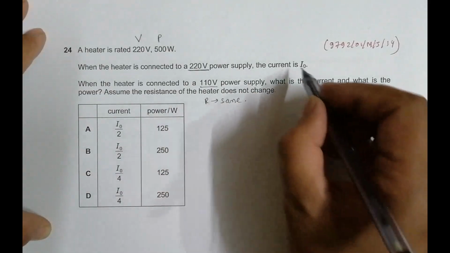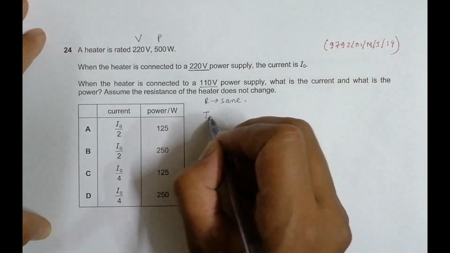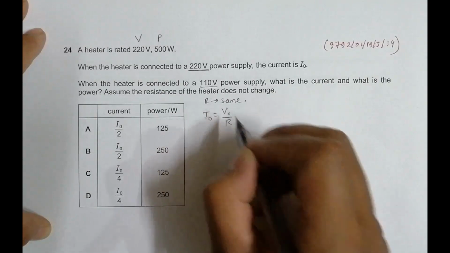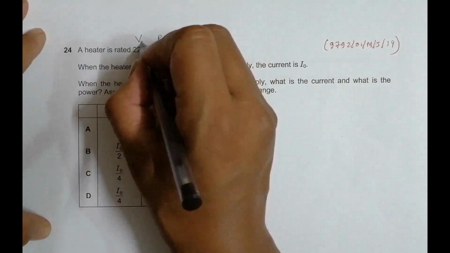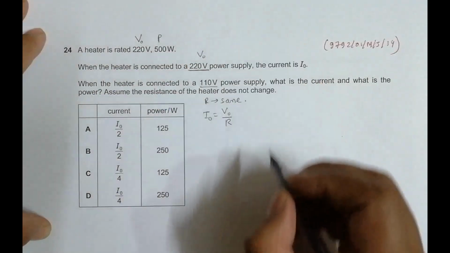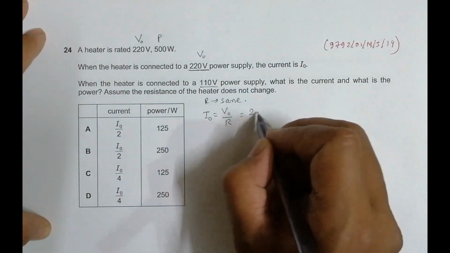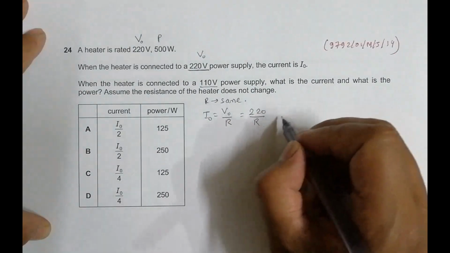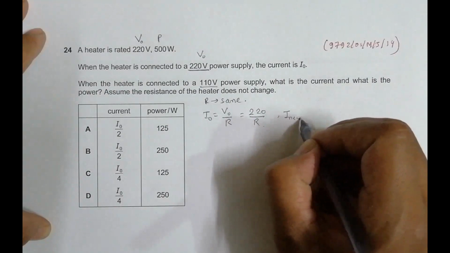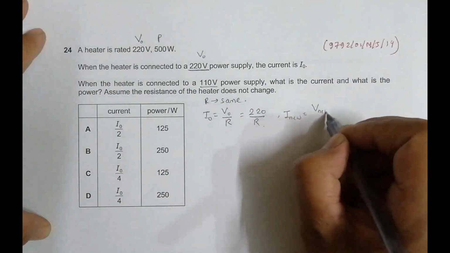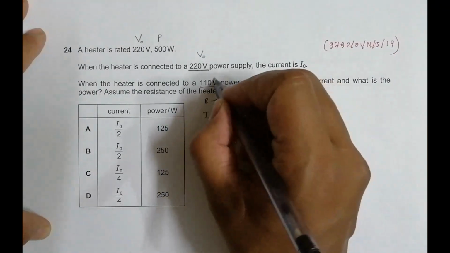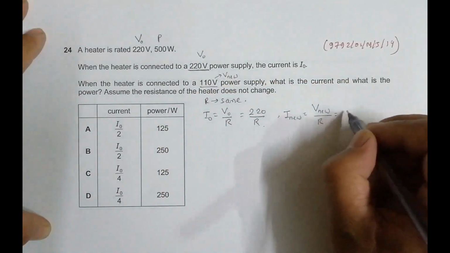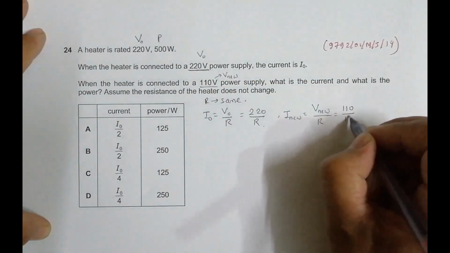So now we have the initial current I0 equal to V naught by R. V naught is the initial voltage. So this is V naught here, and that's equal to 220 by R. Then the new current I new is equal to V new by R, and V new is this 110 volt supply, so it's equal to 110 by R.